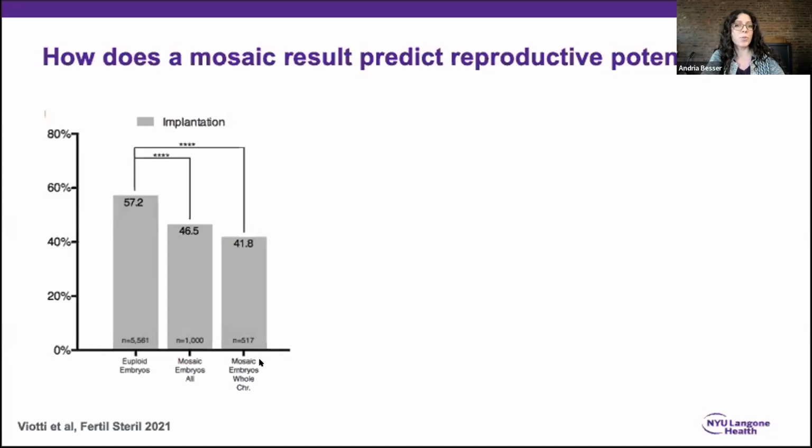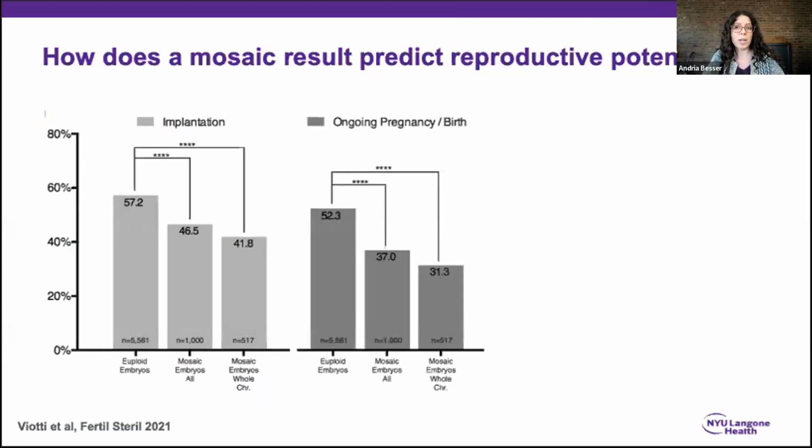So the difference was even greater when we looked at the difference between whole chromosome mosaics and euploids. And we saw the same pattern with ongoing pregnancy and live birth rates, with mosaic embryos showing a 37% ongoing pregnancy rate, compared to 31% with whole chromosome mosaics, compared to 52% with euploid embryos, and that was significantly different.